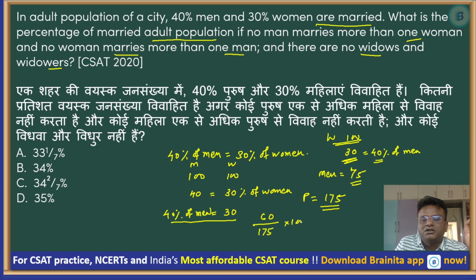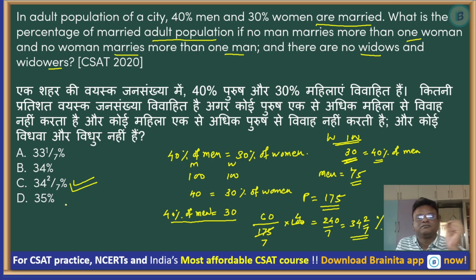So what is that percentage, right? So 240 divided by 7 will be 34 by the percentage, and that's your answer, option number C.